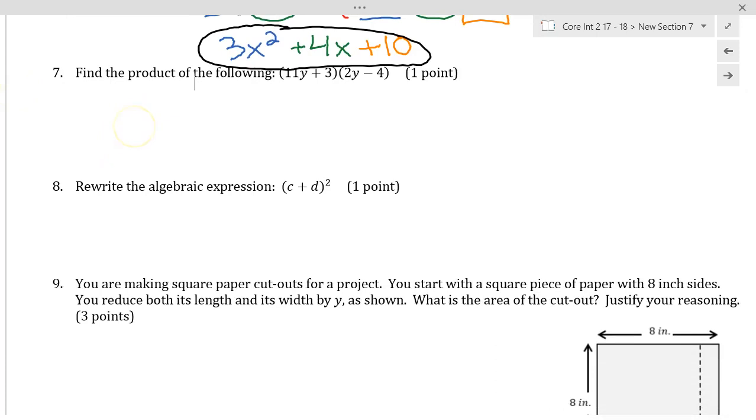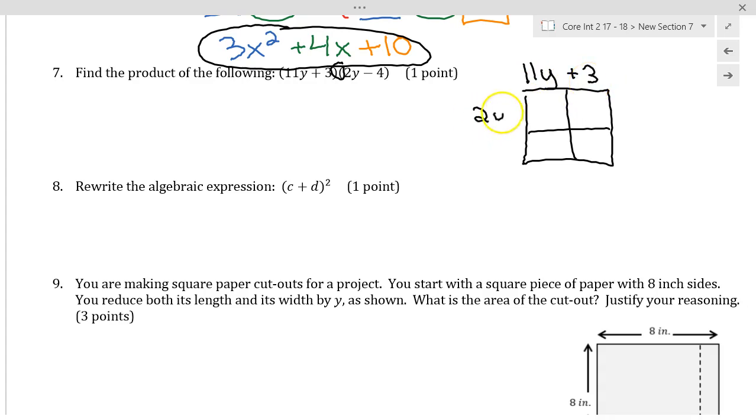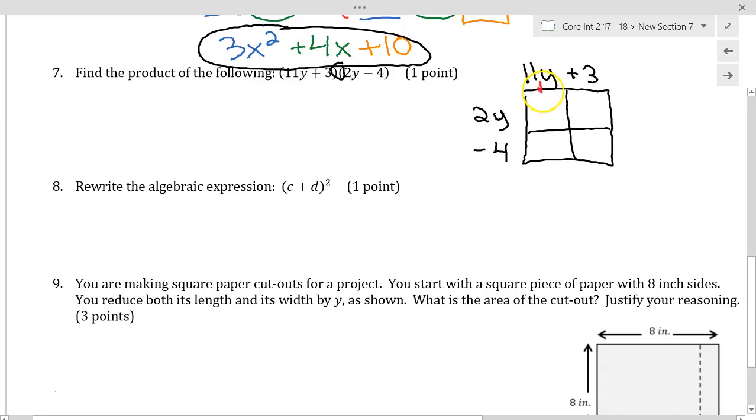Looking at 7, find the product of the following. Remember, for product, for multiplication, there's no sign in between the two parentheses. That means I'm multiplying. I'm going to draw the box. Okay. So I have 11y plus 3 and 2y minus 4. So 11y and 2y go here. 11 times 2 is 22. Y times y is y squared.